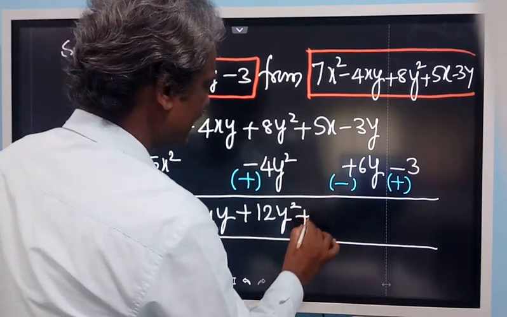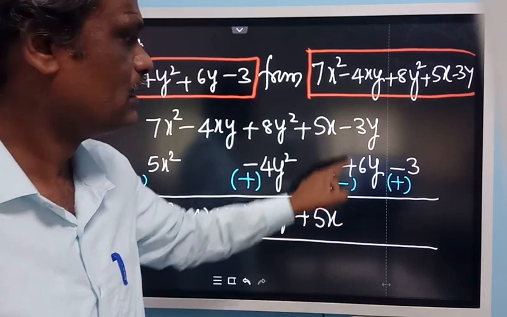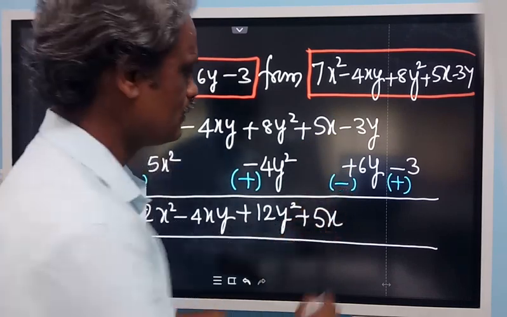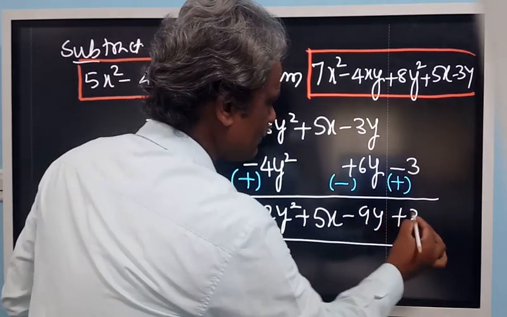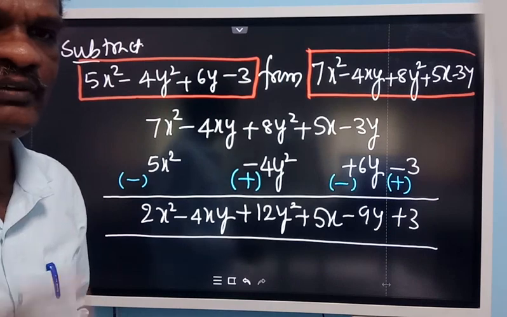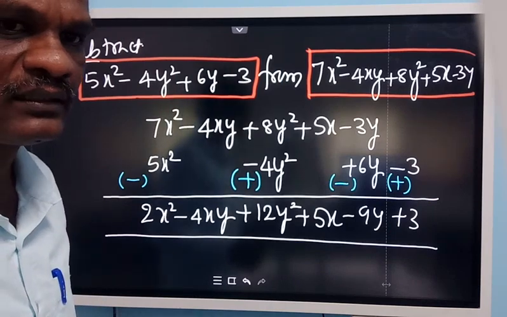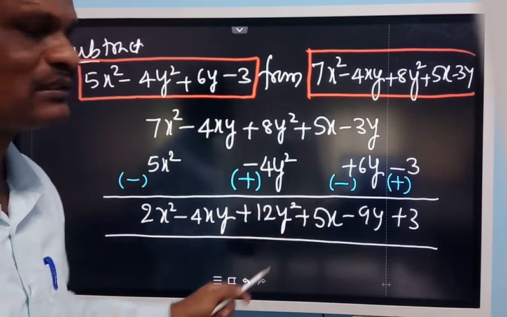And this 5x is alone, a separate term. You write as it is. So look at this. These two are negative numbers, minus 3 and minus 6, giving minus 9y. And this is plus 3. So this is the solution. You understood this? You should be very careful during subtraction. While subtracting, the sign of the second expression changes.